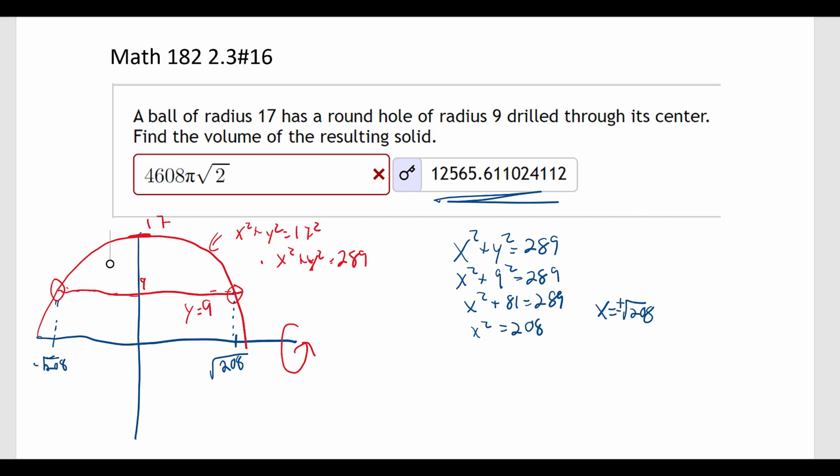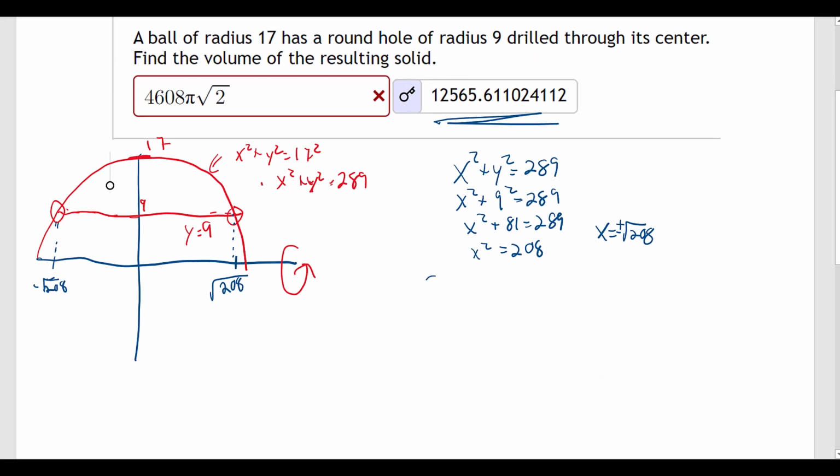We could integrate from negative square root of 208 to positive square root of 208. But because it's symmetrical, I like to do 2 pi times the integral from 0 to the square root of 208.